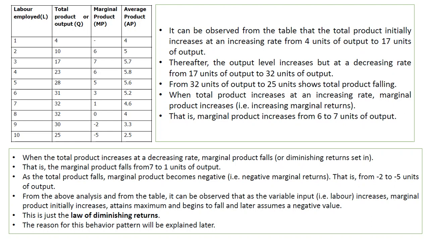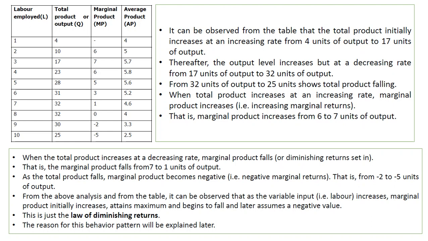So as you move from 3 to 4, the output level increased from 17 to 23. So the additional output becomes 6. So this process continues until the seventh person is employed, which produces an output level of 32 and gives us a marginal product of 1. But when the eighth person was employed, output level has not changed. It remains the same 32. So the marginal product is 0, meaning the eighth person employed hasn't added anything to output.